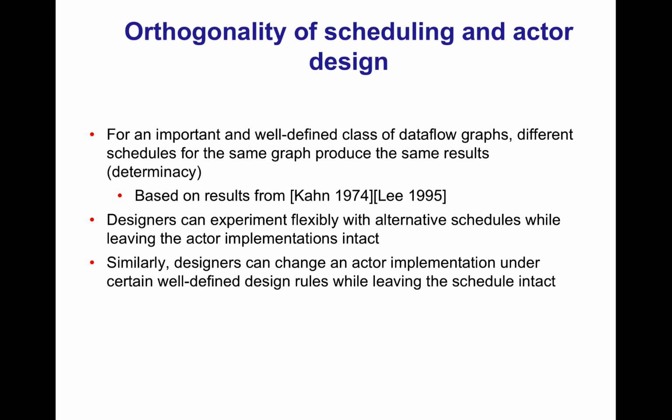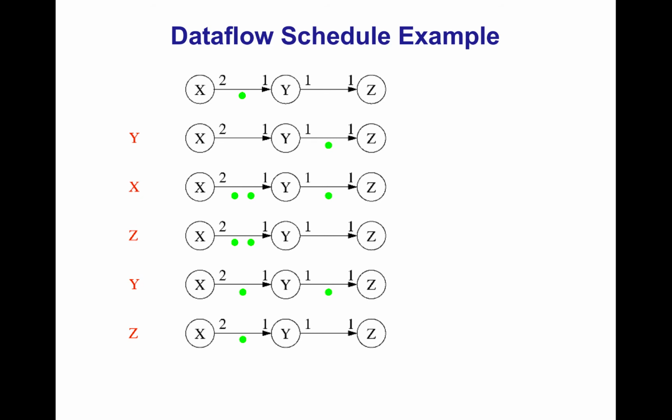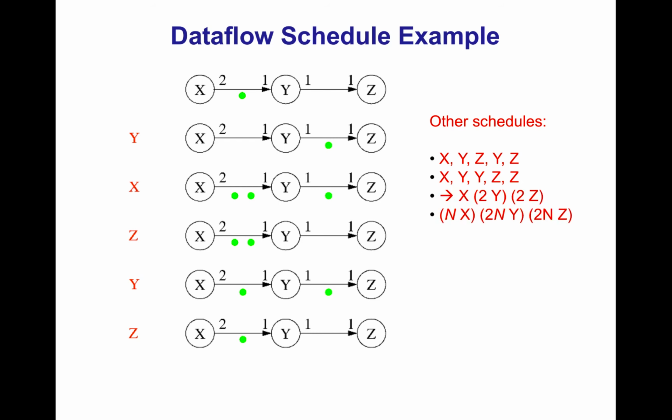Other schedules that satisfy the data flow constraints, here's our example, include X, Y, Z, Y, Z; X, Y, Y, Z, Z; X, then two Y's, followed by two Z's; NX, followed by two NY, followed by two NZ for any N; and X, followed by two NYZ; and there's others as well. You'll notice that in all these schedules, the unit of repetition executes X once, Y twice, and Z twice. That makes sense because we know that X generates 2 tokens for each firing. Y and Z each consume 1 token per fire.